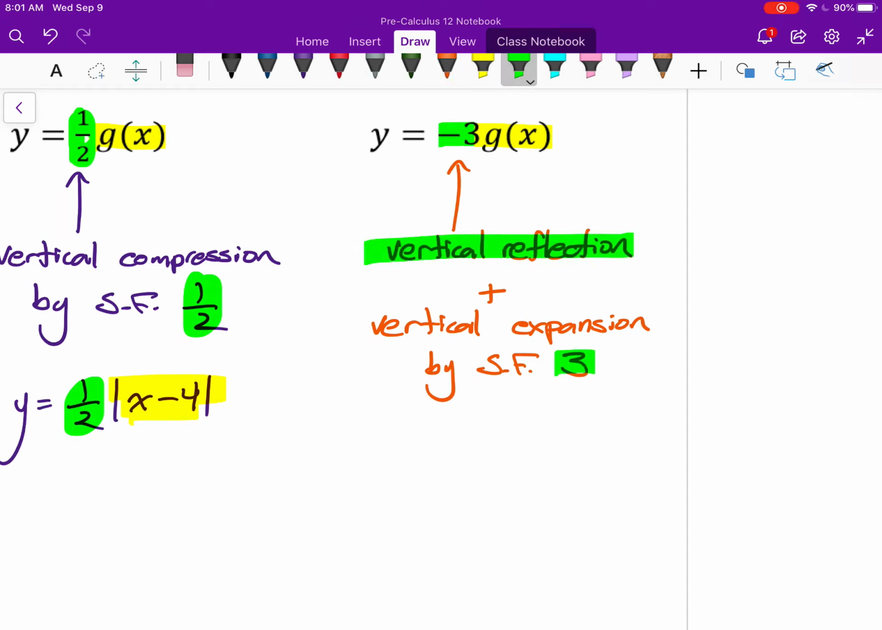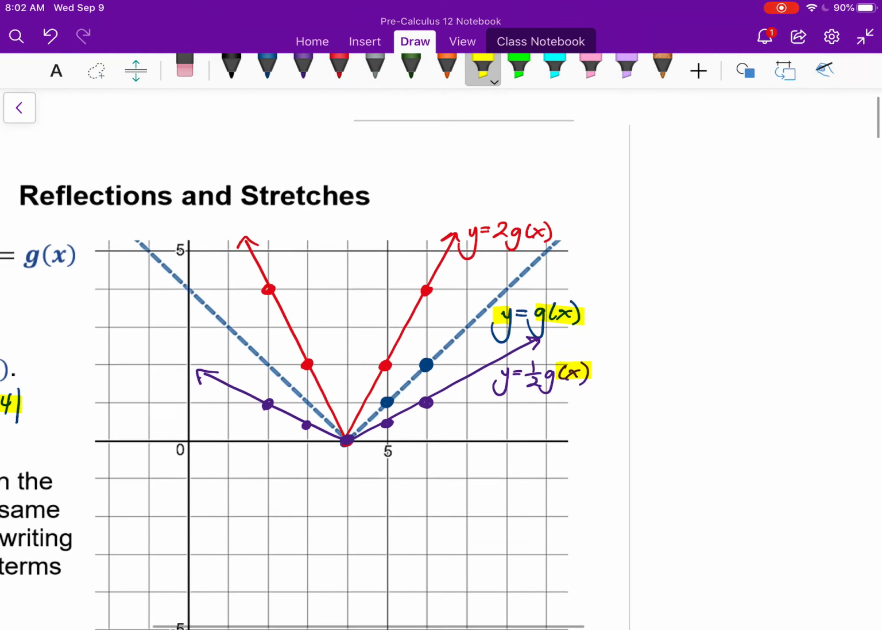Now notice I didn't say the scale factor was -3 because the negative told me it was reflected. The 3 is the expansion. So the equation for this would be y equals -3 times the absolute value of x take away 4. And so what does that look like? Well, compared to what I started with, I'm going to reflect it vertically and I'm going to stretch it. I can perform these two transformations in any order. It'll look the same in this case. But I'll start with what I think is the simplest.